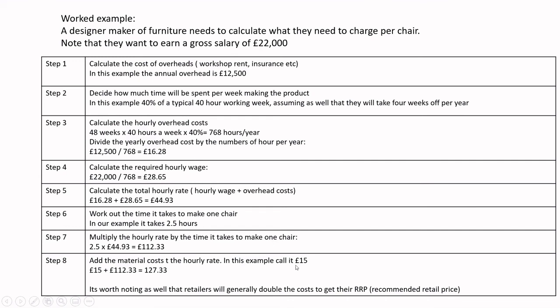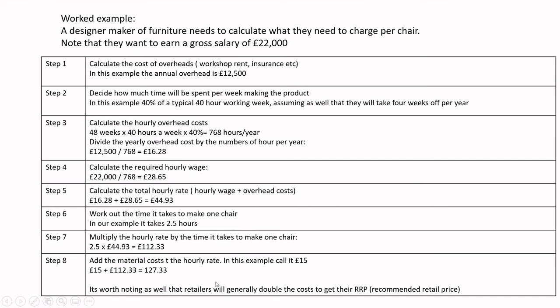So for this example, it takes the guy 2.5 hours. So just times 2.5 hours by the hourly rate, and then that will let you figure out how much time and money it costs to make one item, and then add in the material cost as well. So we'll call that £15. So in total, it costs £127.33 to make a chair.